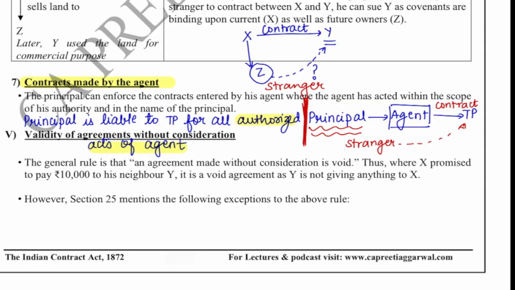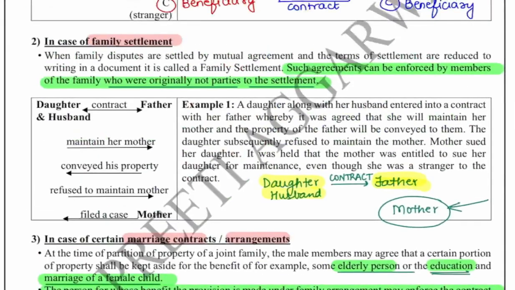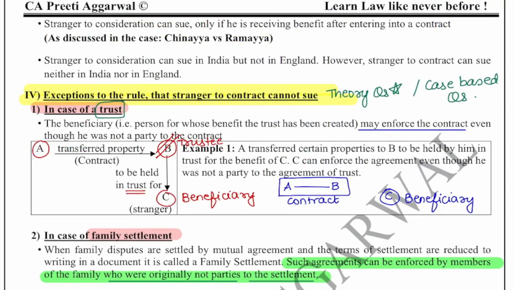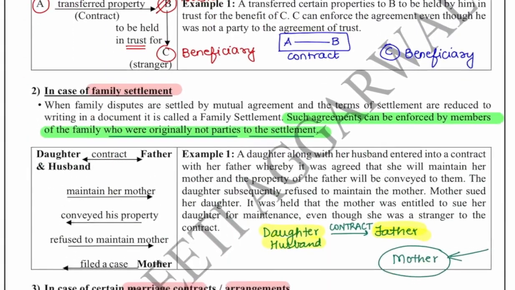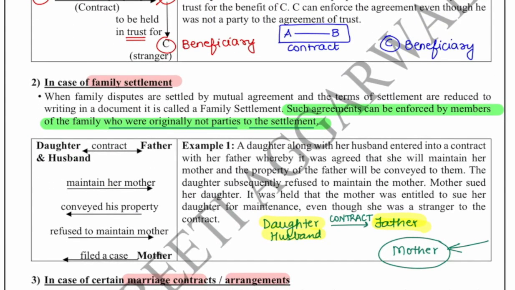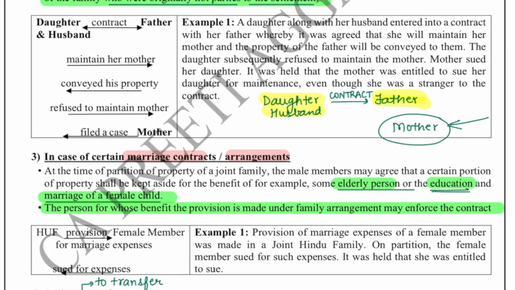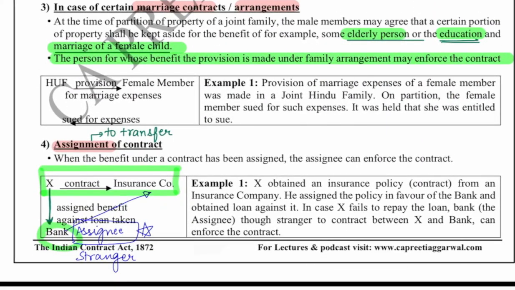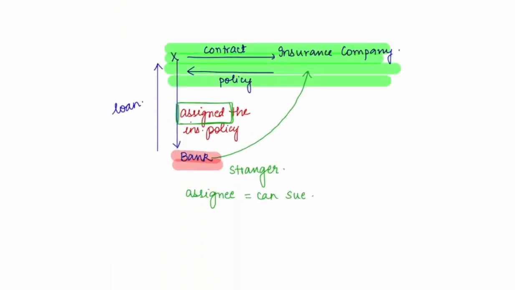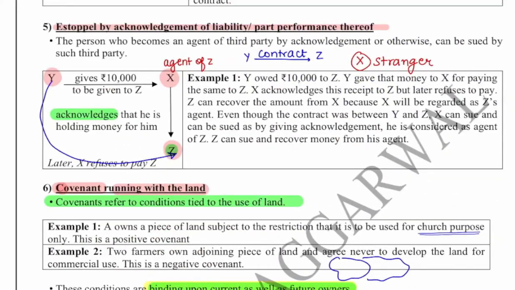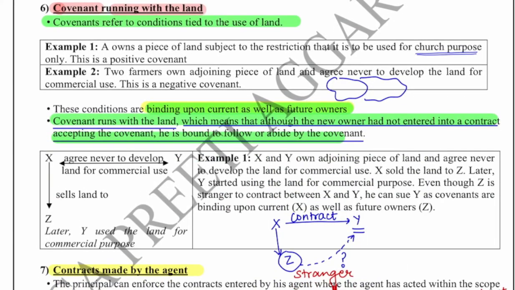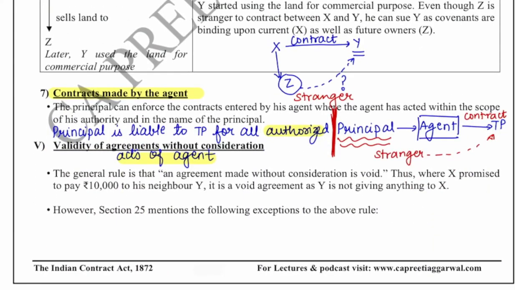So what were the circumstances where a stranger can sue? In case of trust, in case of family settlement, in case of marriage contracts or arrangements, assignment of contract, estoppel by acknowledgement of liability or part performance thereof, and covenant running with land. Also contracts made by agent.